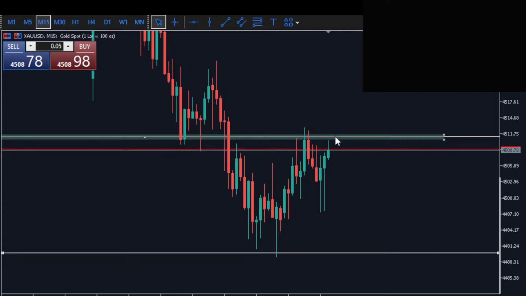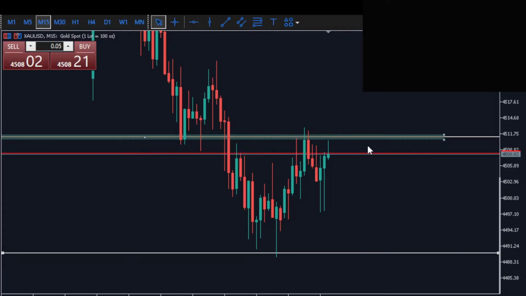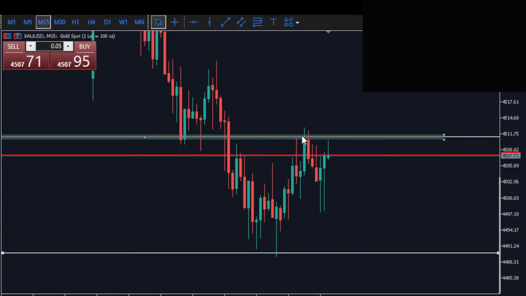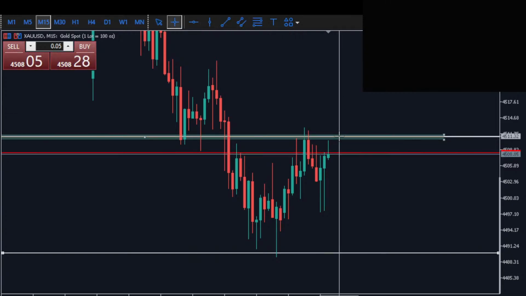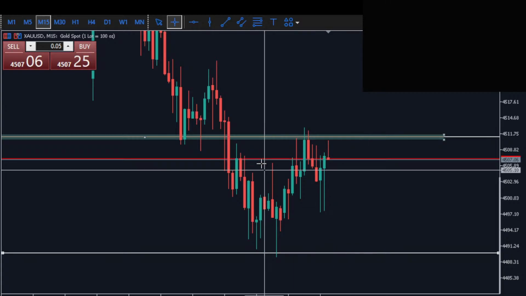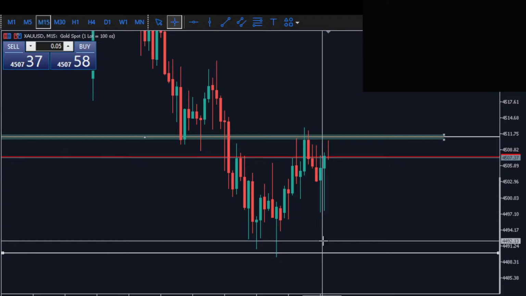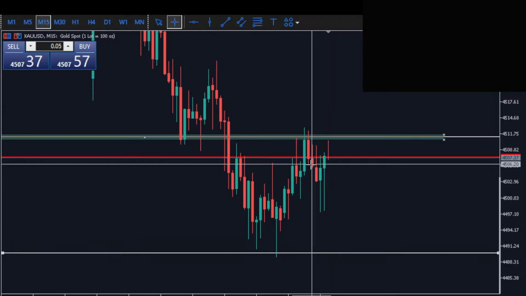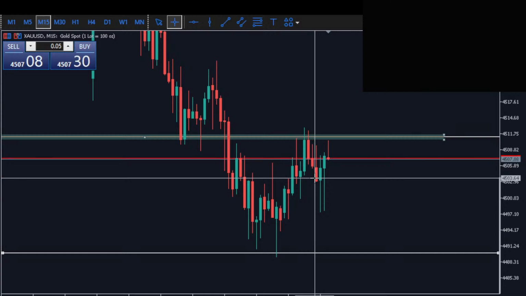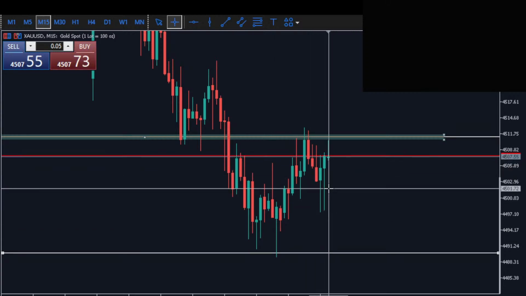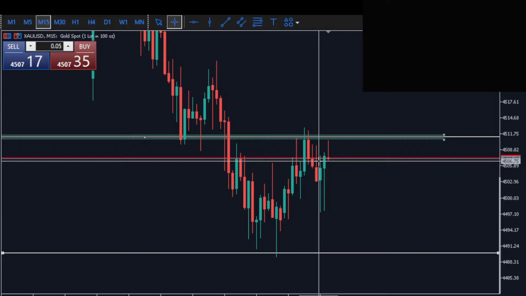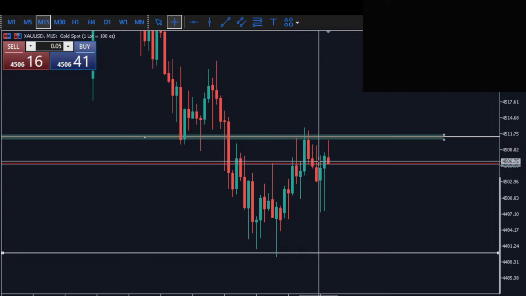So only if we break above and close, then we will look for buys again, because if I had a stop loss below this candle over here, it wouldn't stop me out. So I was smart enough to put my stop loss and I came out early. That's what the game is about.